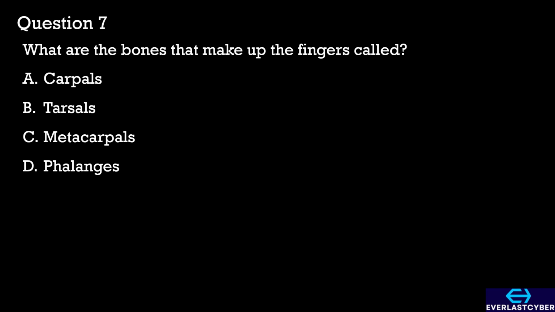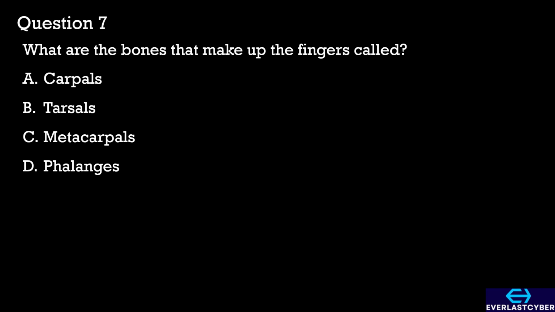Question 7. What are the bones that make up the fingers called? A. Carpals. B. Tarsals. C. Metacarpals. D. Phalanges. Carpals are the bones of the wrists.